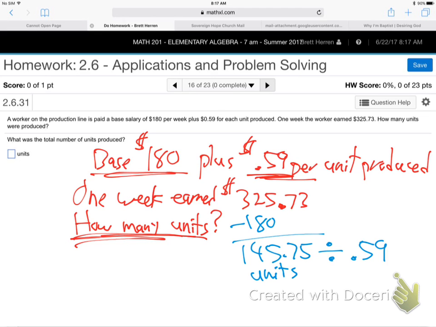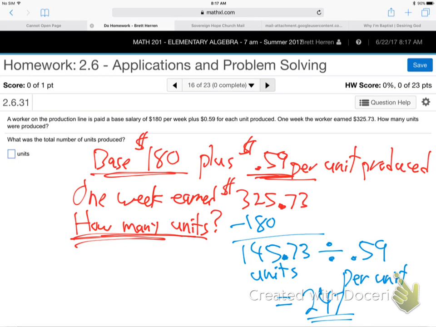The 145.73. So divide that by the 59 cents per unit. This is the per unit pay. And we'll figure out how many units. Hopefully that comes out clean. Is that nice? 247. 247. And there we go.